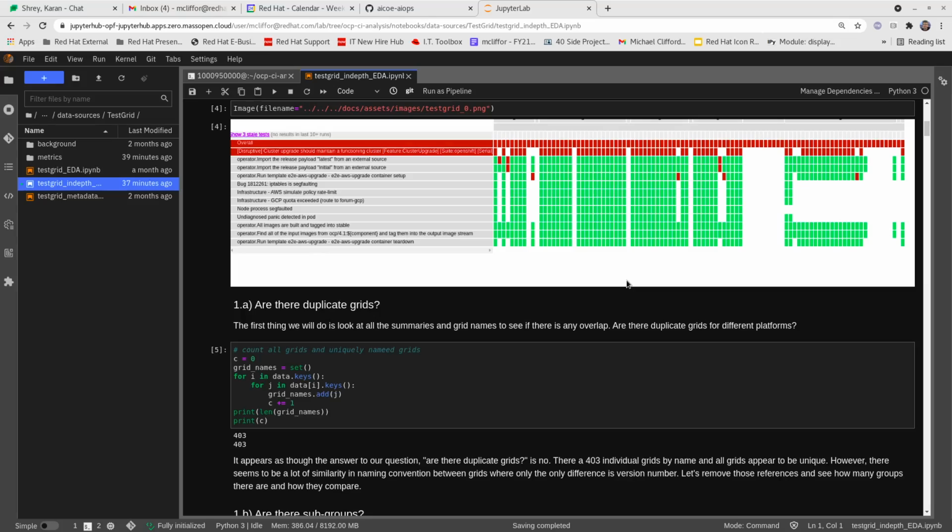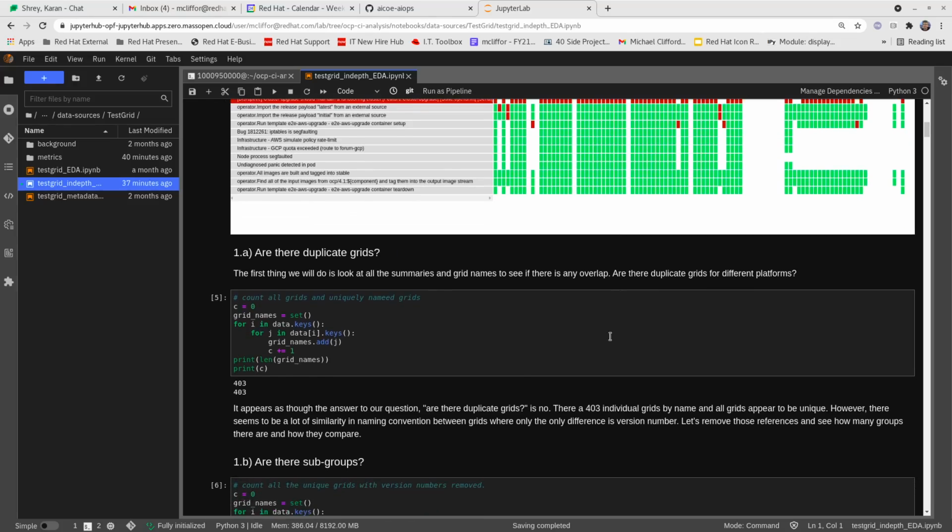And we want to know if there are possibly duplicate grids. Quickly we can see that there are 403 unique grids at the time of this data sample, and 403 unique names. So none of them are identical. They're all unique.